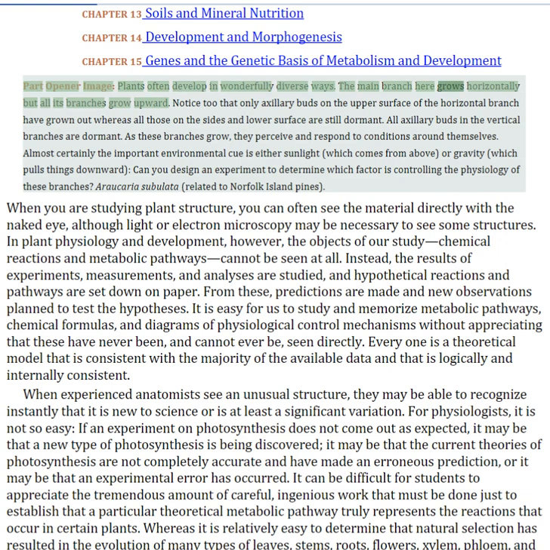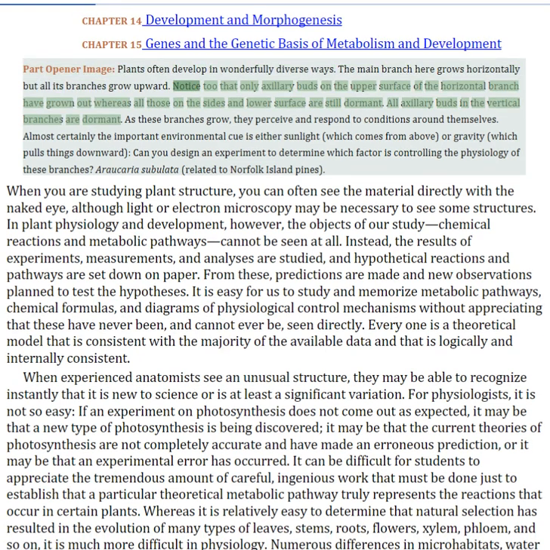The main branch here grows horizontally, but all its branches grow upward. Notice too that only axillary buds on the upper surface of the horizontal branch have grown out, whereas all those on the sides and lower surface are still dormant. All axillary buds in the vertical branches are dormant.